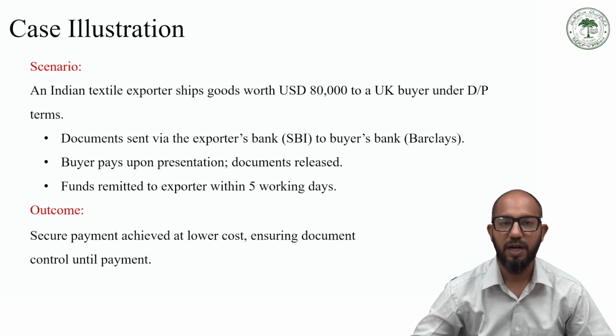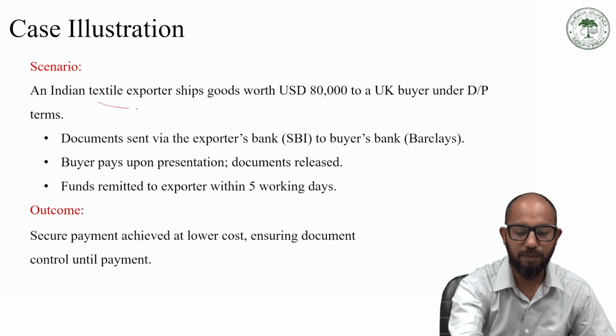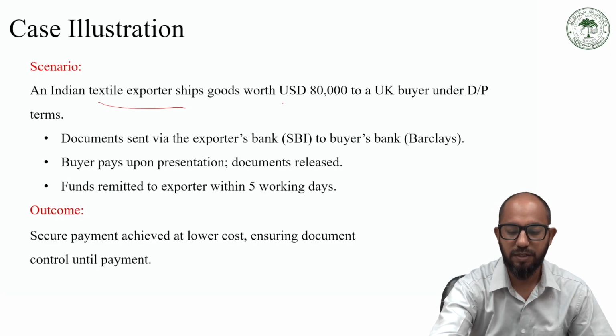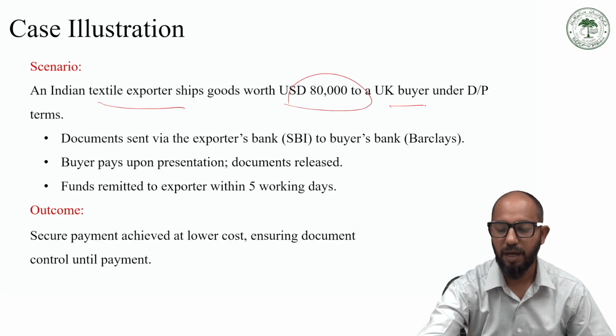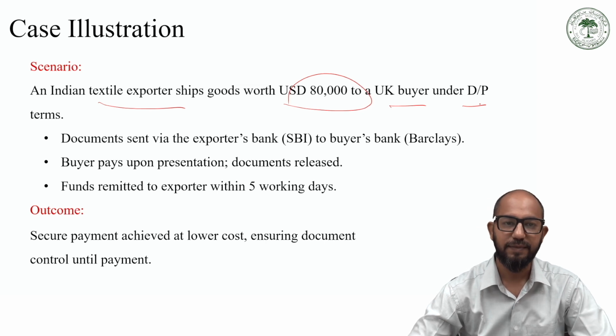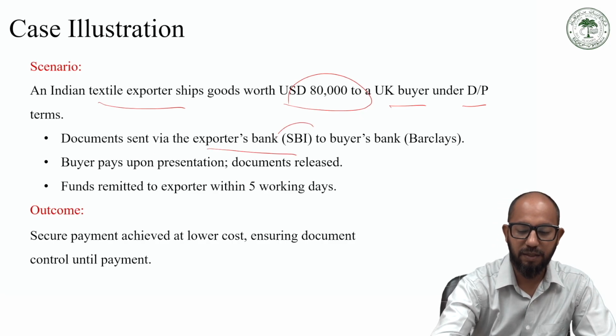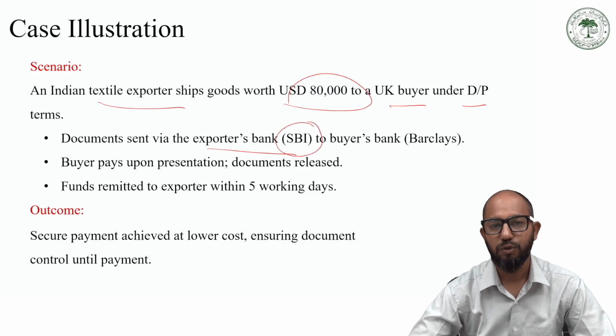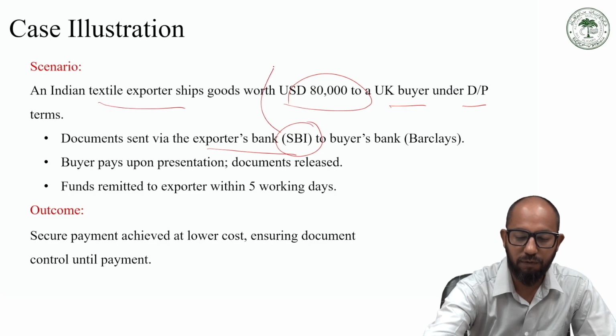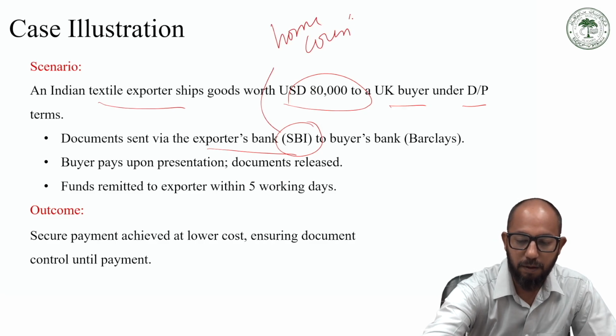Let us now try to see a case illustration with the help of which we can understand the objective and application. We have taken a scenario. An Indian textile exporter ships goods worth United States dollar 80,000 to a UK buyer under DP, that is payment terms. What are the other points in this case scenario? Documents have been sent via the exporter's bank, that is SBI, State Bank of India. So this indicates that the exporter's bank is always the home country bank.